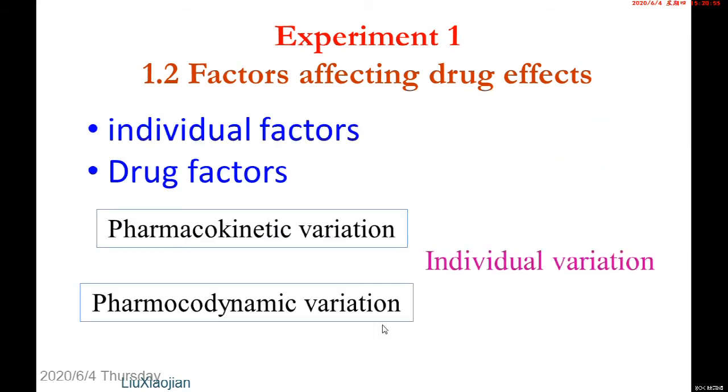Actually, they are broadly divided into individual factors from body and drug factors. These factors can cause individual variation, including pharmacokinetic variation and pharmacodynamic variation. I think you know, even the same dose of the same drug by same administration route for different individuals, maybe they will show different pharmacological effects.